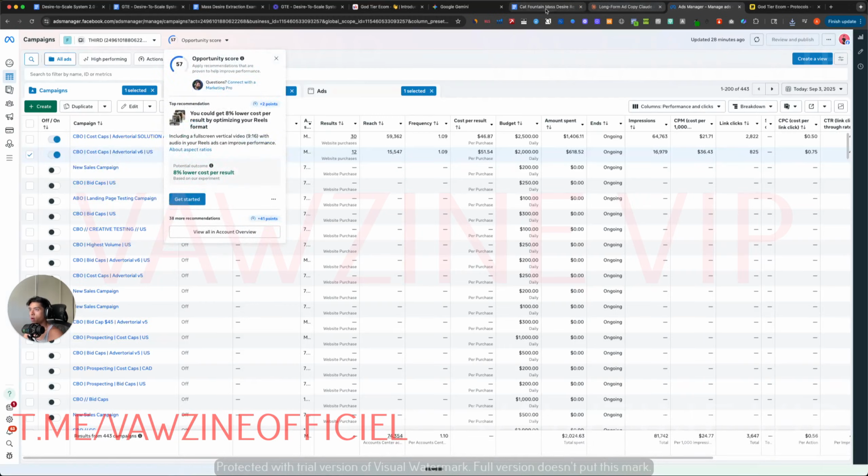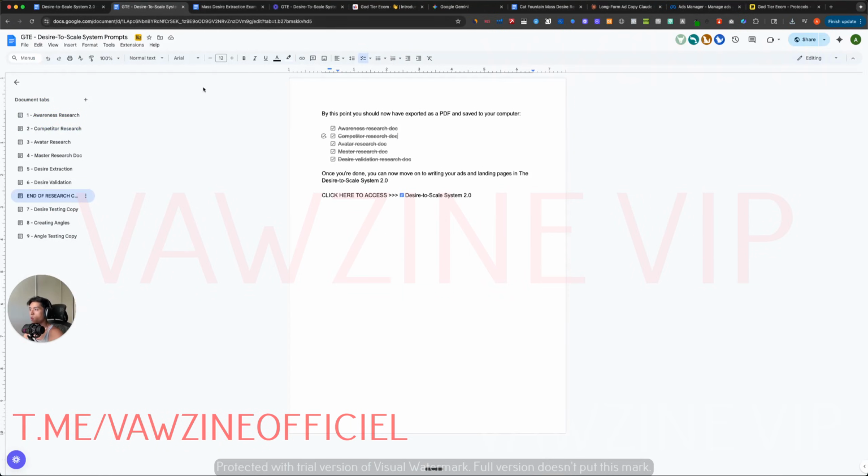Once you can check all of these off, right? Once you have all of the preliminary research documents, you are then ready to move on to writing your ads and landing pages in the Desire to Scale System 2.0. And all you need to do is click here. And once you click on this, what you're going to do is basically use all of these research documents that we've spent the last hour or so generating to actually write your first set of ads and landing pages in the Desire to Scale System 2.0.